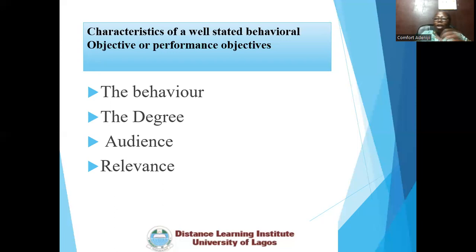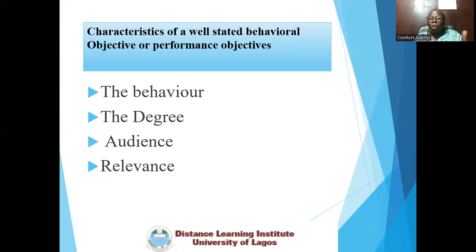expectation, that is changes in behavior that we expect the student to do at the end of the day, is one of the key things that must be involved when we state behavioral objective or performance objectives. And I must say clearly, when we are talking about the behavior here, that behavior must be something that can be obvious.